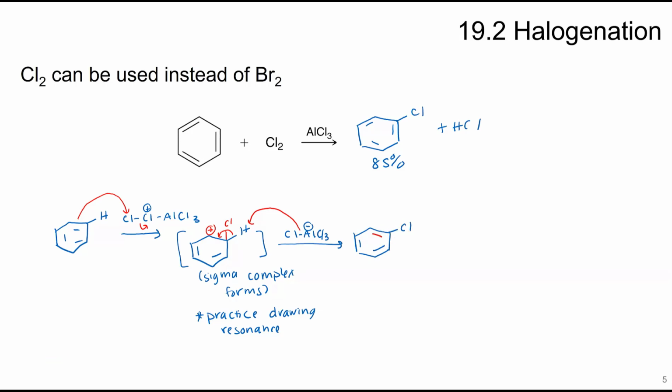So we can do this reaction with bromine and chlorine. F2 is too violent, and I2 is too slow. We will see methods later on to add fluorine and iodine to the ring.